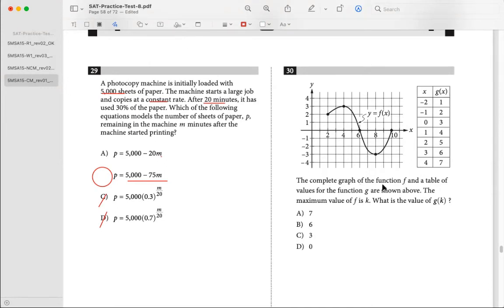All right, complete graph for a function. Function g is shown. The maximum value of f is k. What is the value of g of k? Okay, so the maximum value is k. So this is the f of x. The maximum value that I see it reaching is 3. So g of 3 is 0. So 0 should be your right answer.